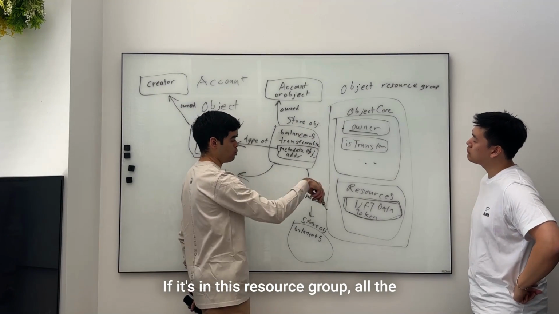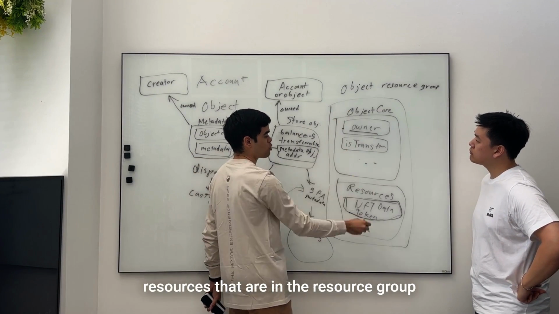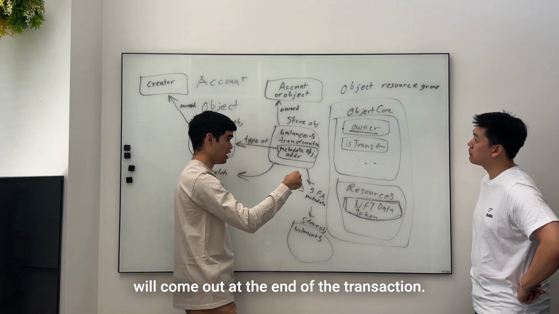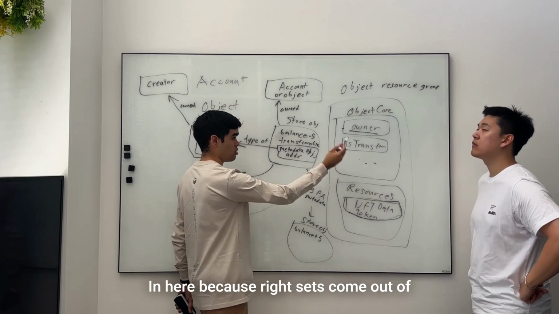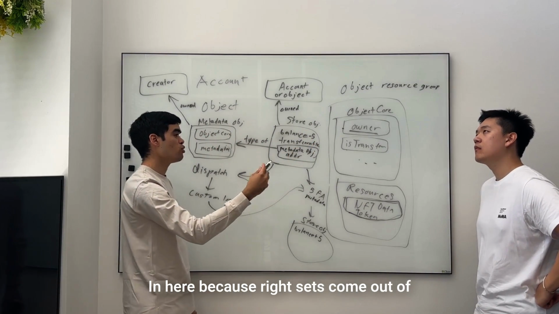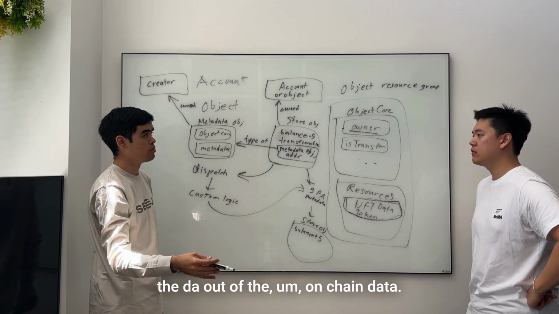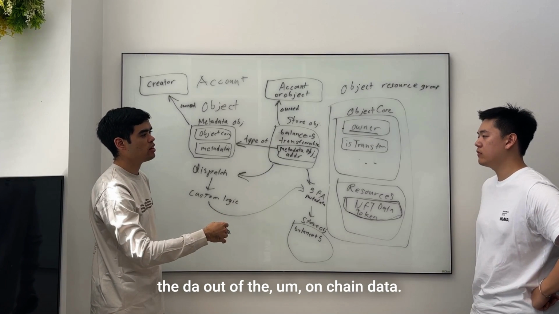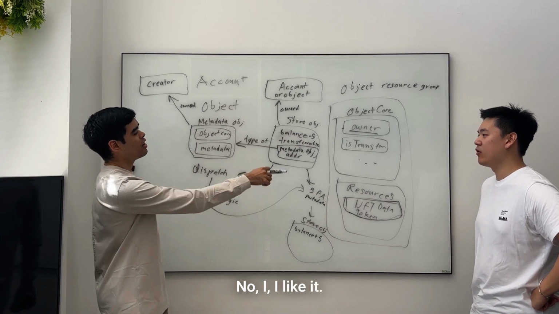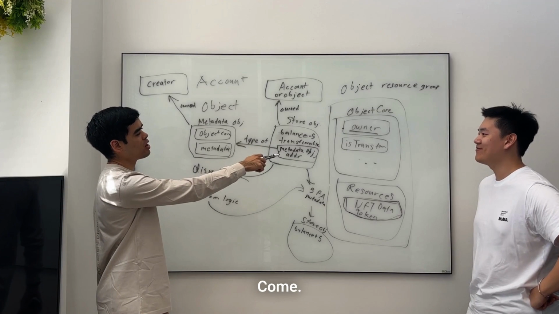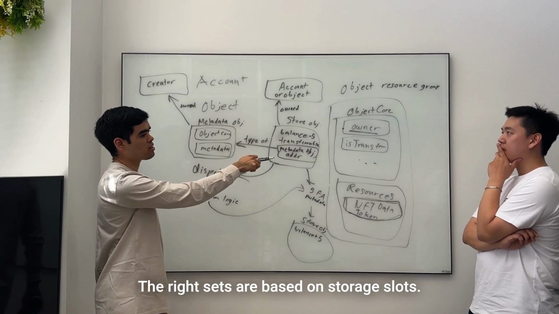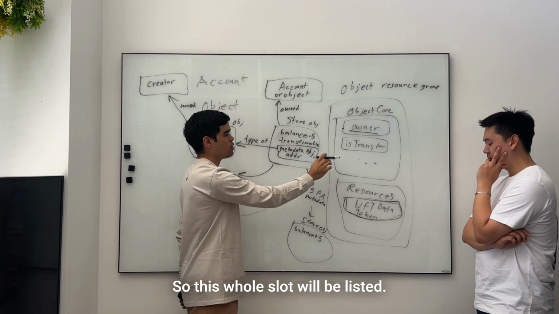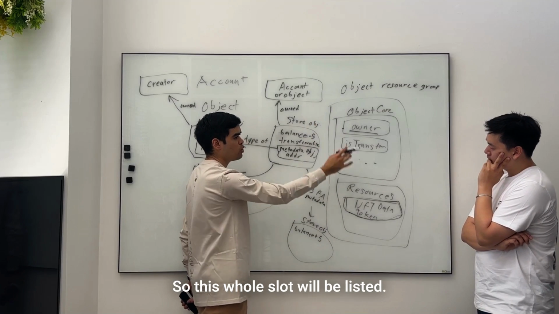If it's in this resource group, all the resources in the resource group will come out at the end of the transaction if anything changes in here. Because write sets come out of the on-chain data, and I know this is getting deep. No, I like it. Go deep. The write sets are based on storage slots. Okay. So this whole slot will be listed.